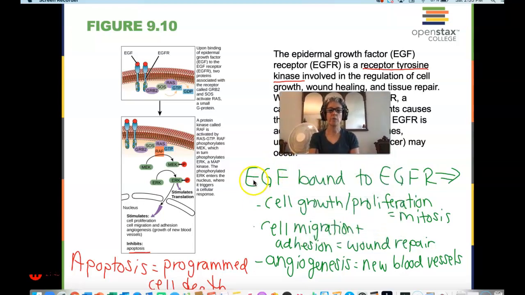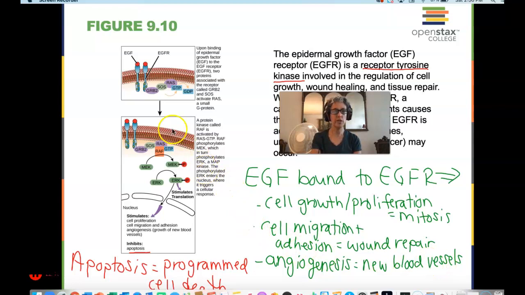So if our epidermal growth factor binds to the receptor, we get proliferation, cell division, mitosis. We get cell migration and adhesion. We're fixing a wound. And it also plays a role in angiogenesis. Genesis is birth, and angio refers to our blood vessels. So that's making new blood vessels.